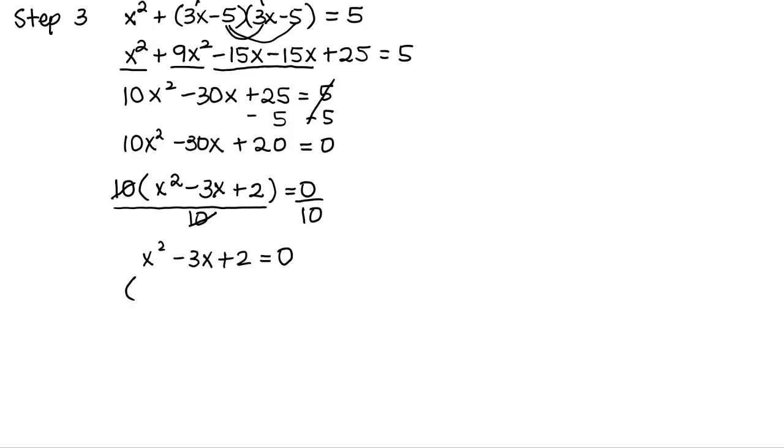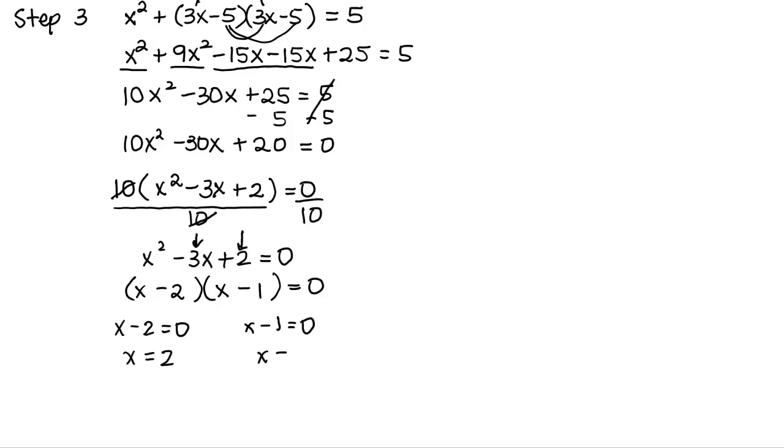This can be factored. Our leading term is x squared, so we know that when we factor it, both of those factors will have an x in them, and we're looking for two numbers that multiply to positive 2 and add up to negative 3, and those numbers are negative 2 and negative 1. We'll now set both of those factors equal to 0 using the zero product property to conclude that x is equal to 2 or x is equal to 1.